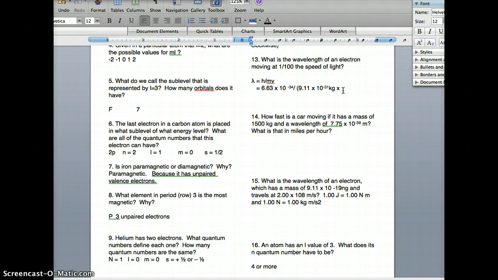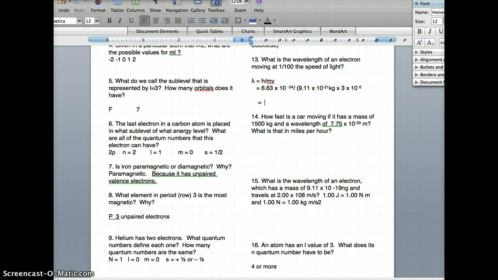So that times the velocity, 1/100th the speed of light, would be 3 times 10 to the 6th. So it'll be 3 times 10 to the 8 divided by 100, so it's 3 times 10 to the 6th. All right, you work that all out, and you'll get the answer. I'll do that real quickly. I guess I could maybe do that on the computer so you can see what I'm doing.